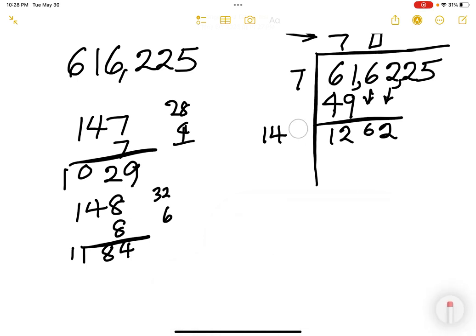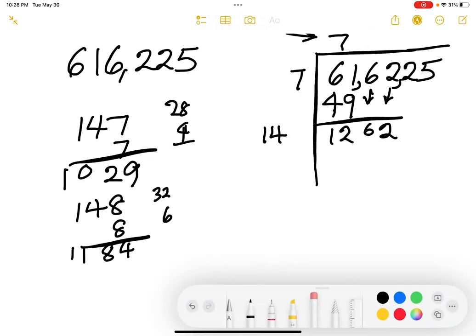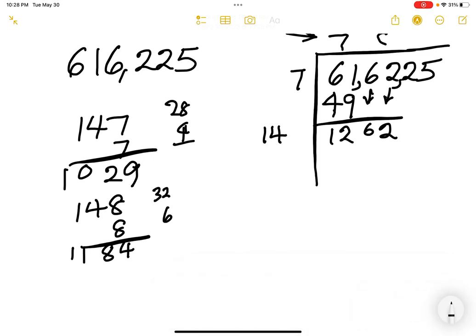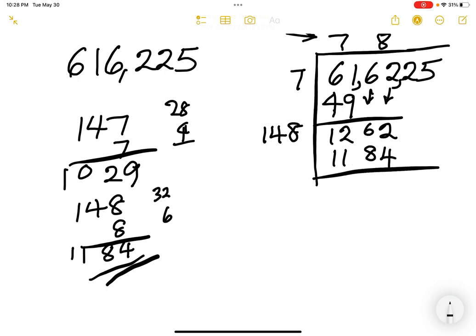So I'll put 8 there. So I put 8 here, and I put 8 here. And I've said that 8 times 148, according to what we have here, is 1184. So we subtract. So we have 2 minus 4, so that will be 12 minus 4. We have 8. We have borrowed 1 from the 6. We have 5. 25 minus 18 is 7.